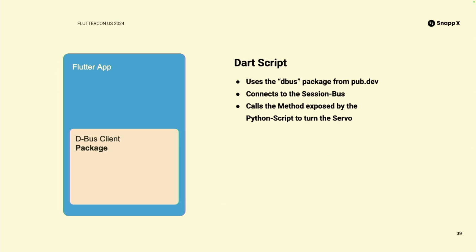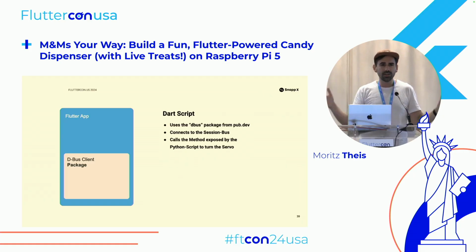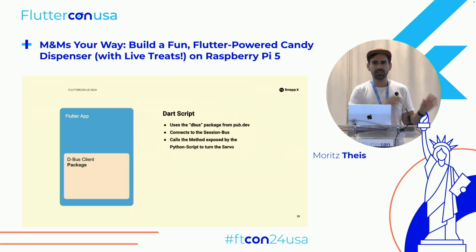On the Flutter side, or to be precise on the Dart side, the implementation is even simpler because we use the dbus package, which is maintained by Canonical, to connect to the session bus and call the method we just exposed in the Python script. That is why I want to show you this approach. You could use that for all the sensors, all the maker projects you can find out there with Raspberry Pi and Raspberry Pi OS. It's really not that hard. Check this out, follow along, and it'll work.